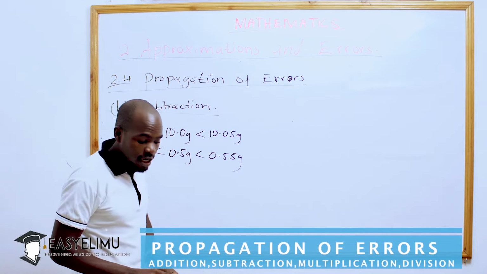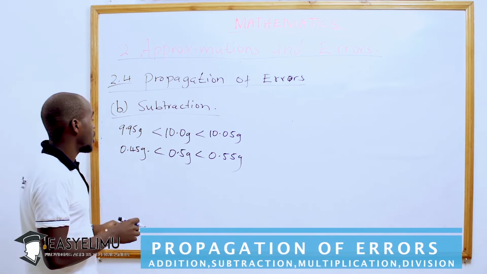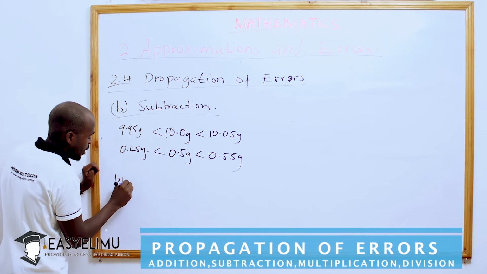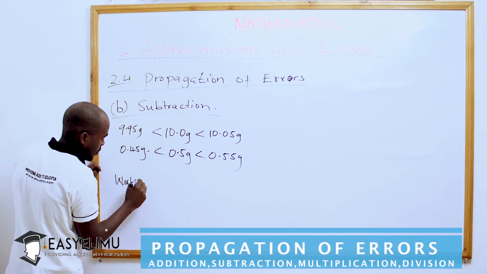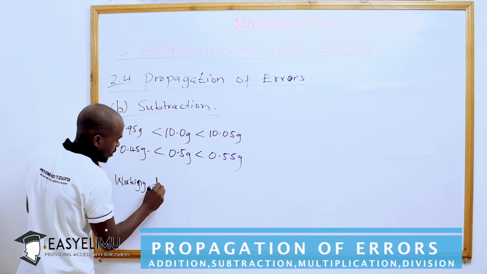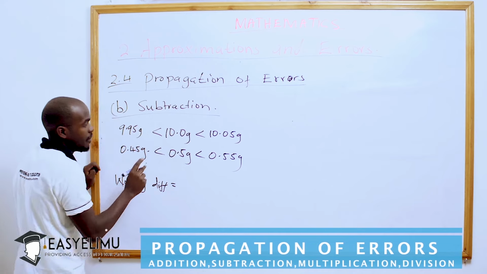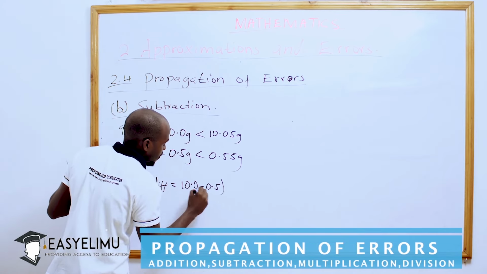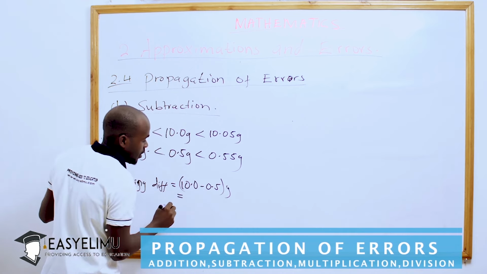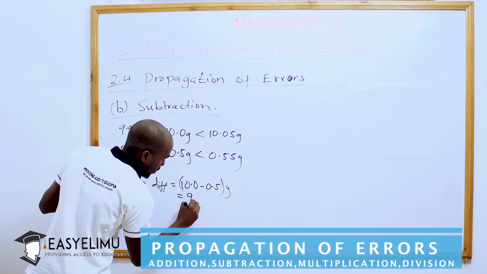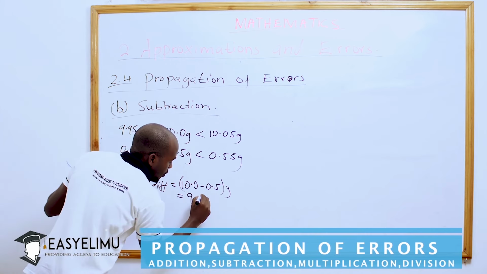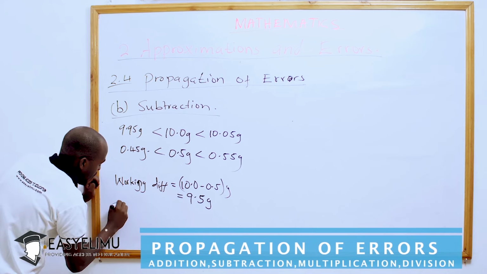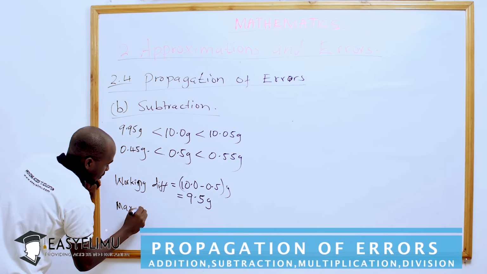So if we need to find the difference between the two values, then we need to find the working difference, and we shall find it as 10.0 minus 0.5 grams, which is 9.5 grams.